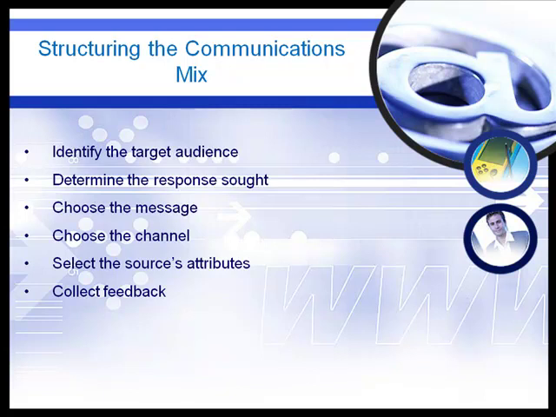Select the source's attributes. So what is it about the company or the product that needs to be communicated? So what is the important bit? That's your USP. And then collect feedback. So do research. This again is where it all comes to market research of how successful the advertising campaign was. You can have tracking codes for responses and all these things. So this is all important when you think about structuring your communications mix.